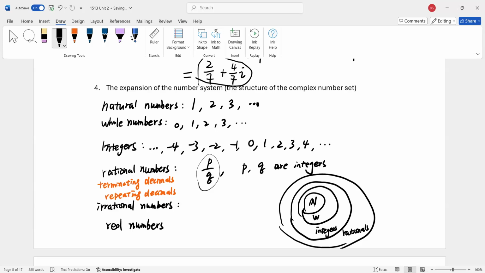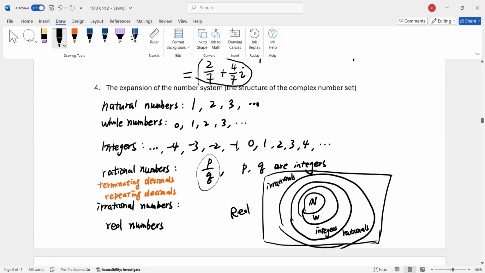And then with irrational, you can see the box as the real number set. And inside the box, outside the circle of rationals, we have irrational. We can see this as irrational. So that's the real number set, number system.